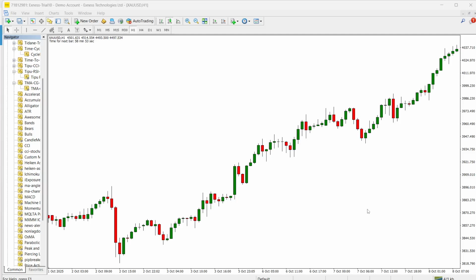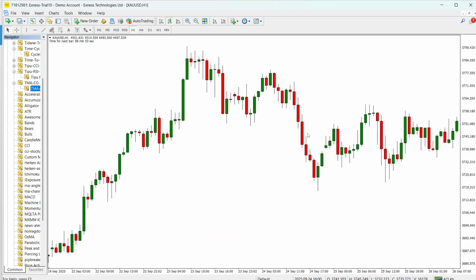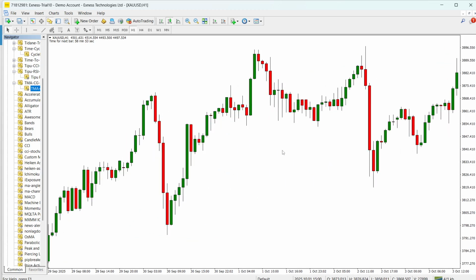Hello traders. In this video, we are going to be talking about the TMA CG MTF indicator for MT4. This technical tool combines a triangular moving average with a center of gravity calculation and adds multi-time frame capability, giving you dynamic support and resistance levels and trend context from more than one time frame on a single chart.